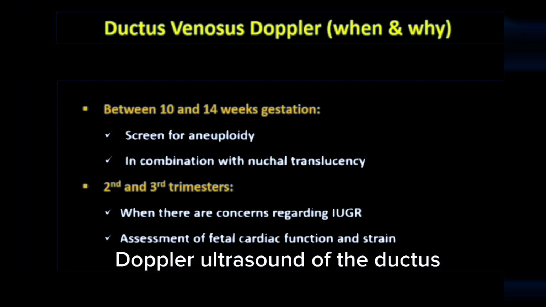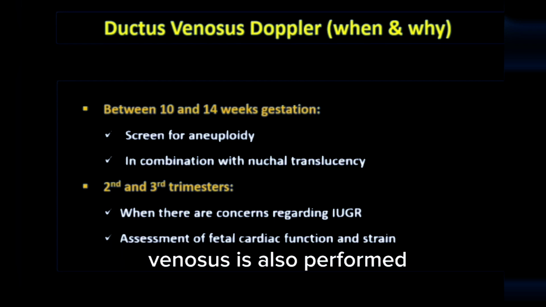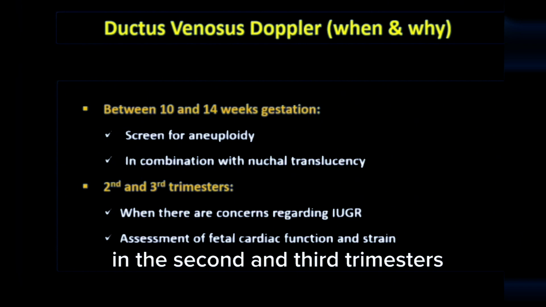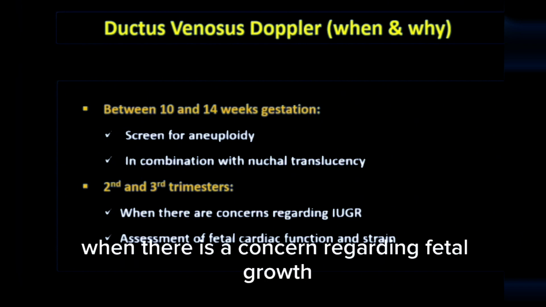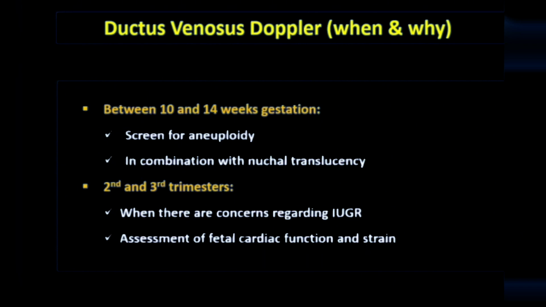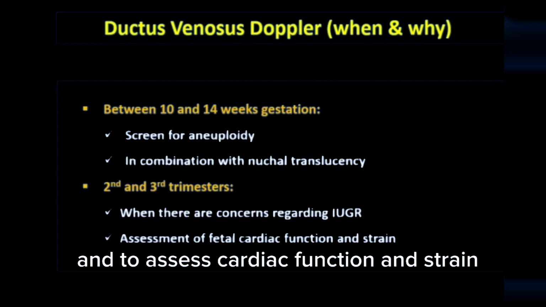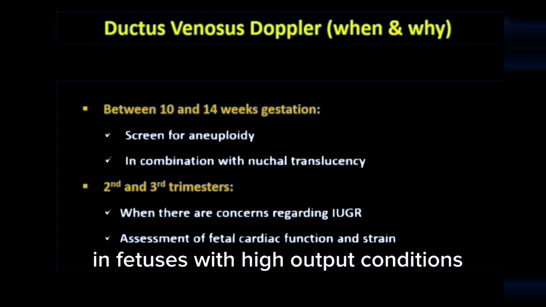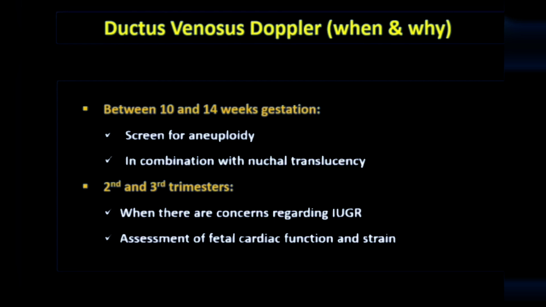Doppler ultrasound of the ductus venosus is also performed in the 2nd and 3rd trimesters, when there is a concern regarding fetal growth restriction, and to assess cardiac function and strain in fetuses with high output conditions.